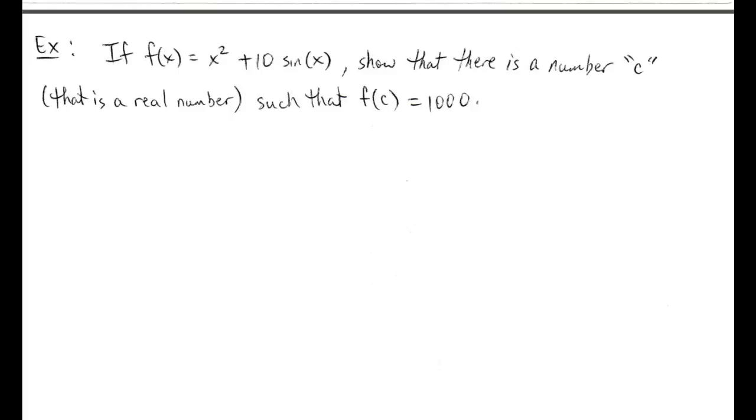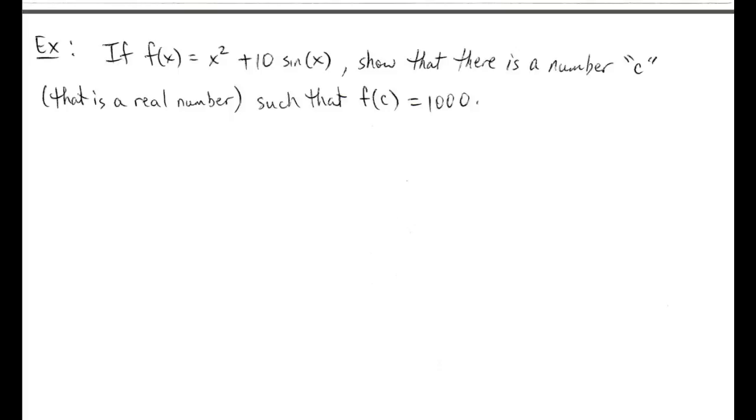All right, so let's look at some other examples of how we could use the intermediate value theorem to help us find the existence of solutions to an equation. So we have the function f of x is equal to x squared plus 10 sine x. And what we want to do is show that there is indeed a real number c such that f of c is 1000.